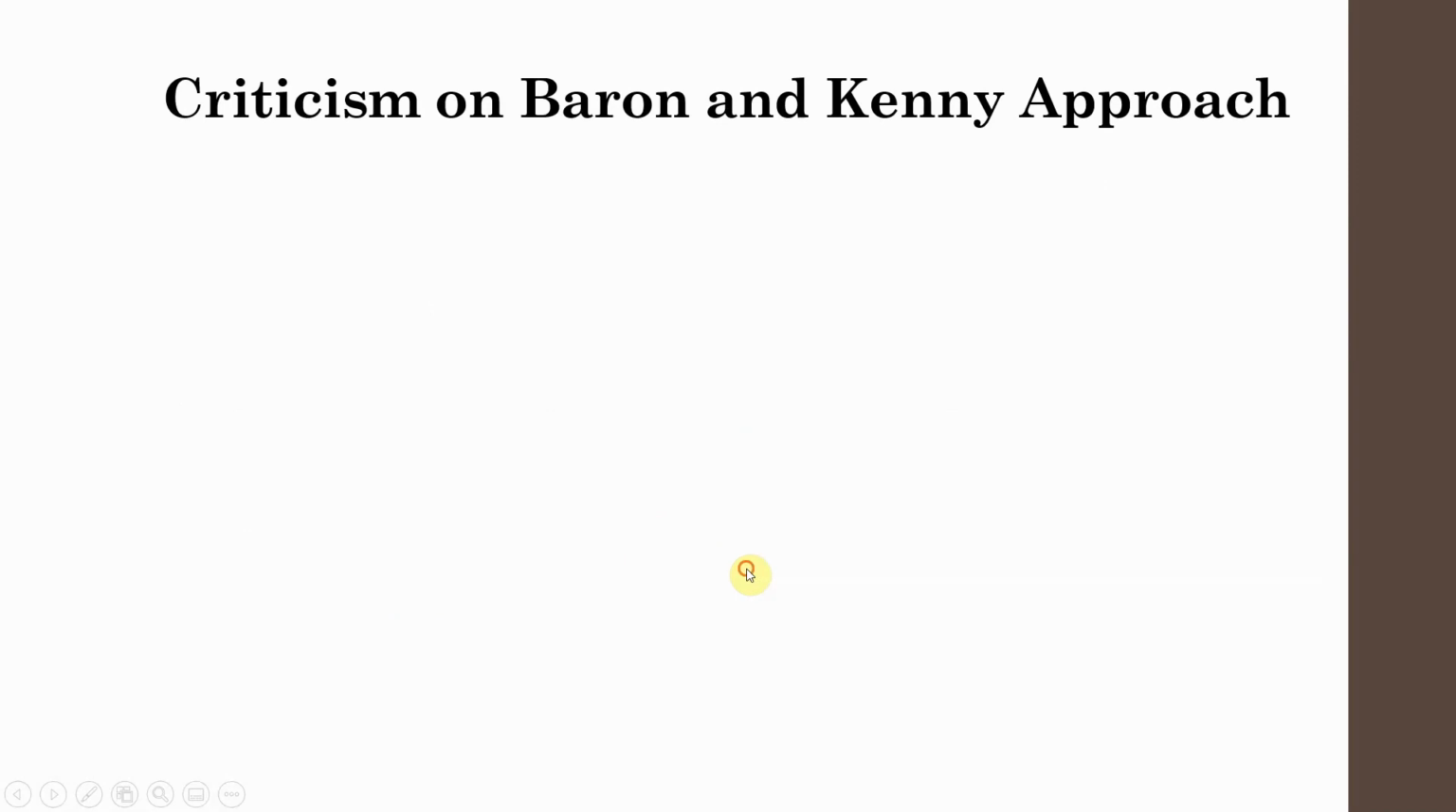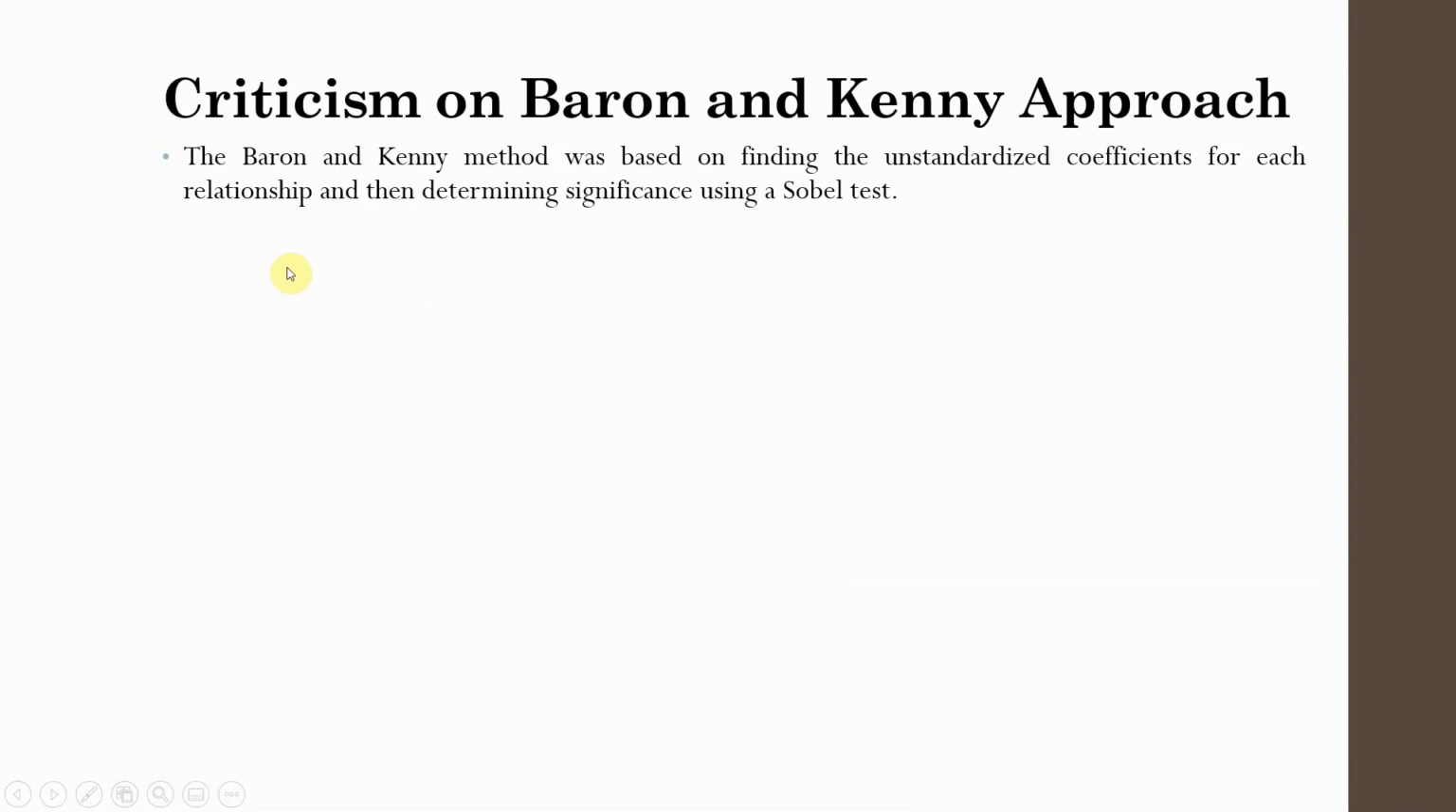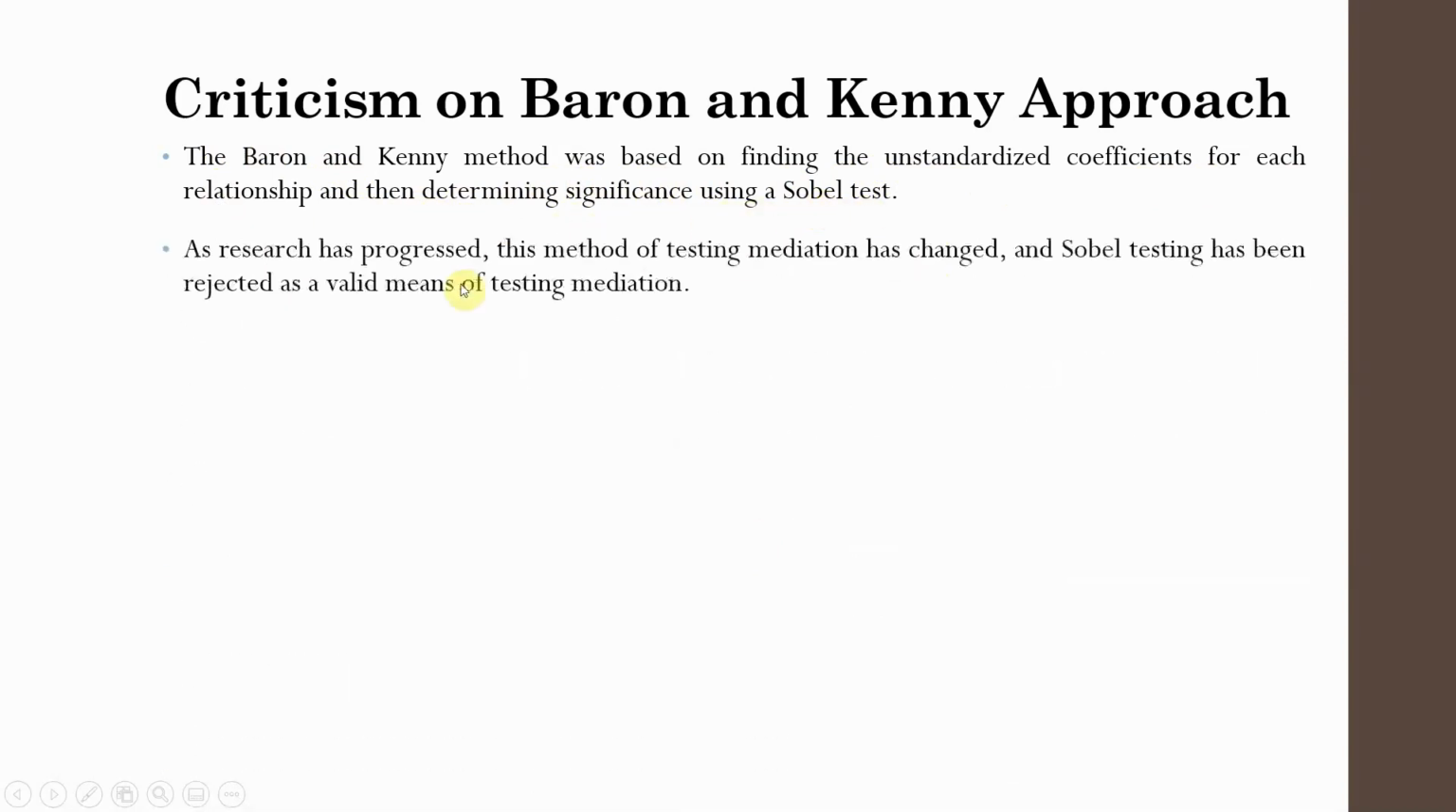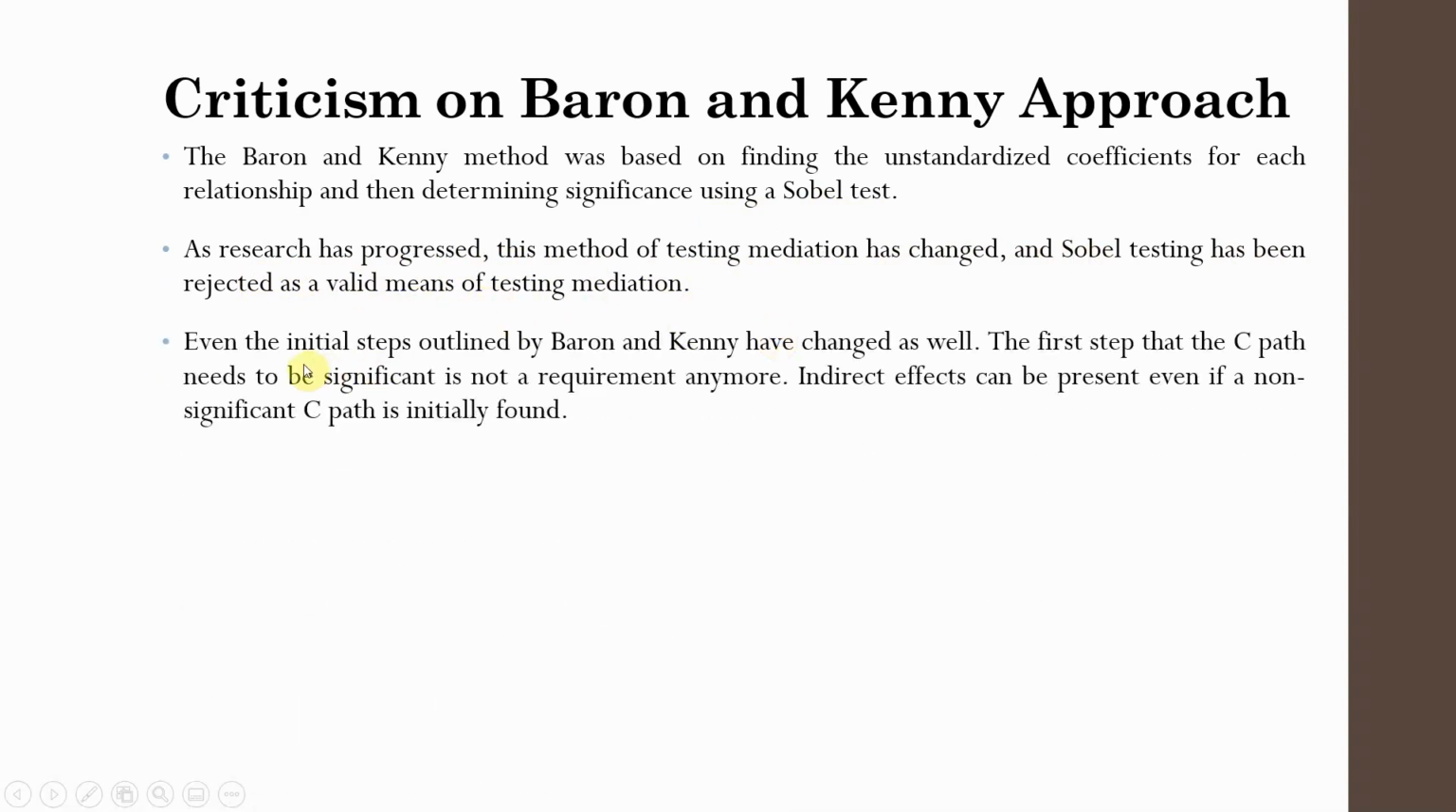Now what are the criticisms of the Barron-Kenny approach? The first is, the Barron and Kenny method was based on finding the unstandardized coefficients for each relationship and then determining significance using the Sobel test. As the research has progressed, this method of testing mediation has changed and Sobel testing has been rejected as a valid means of testing mediation. Even the initial steps outlined by Barron and Kenny have changed as well.